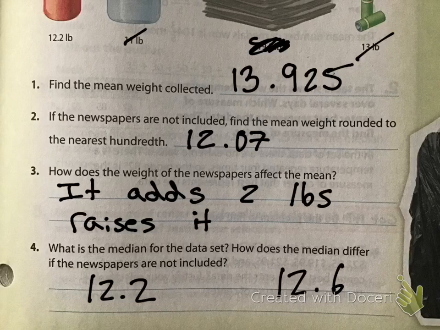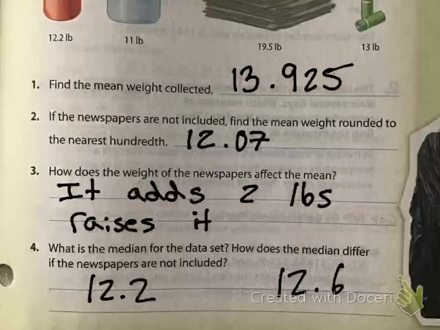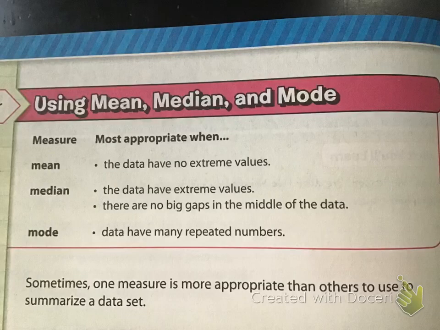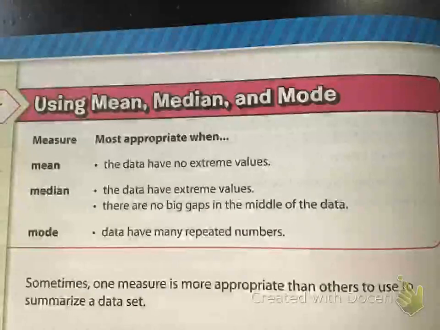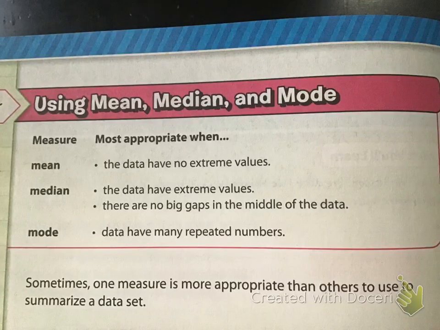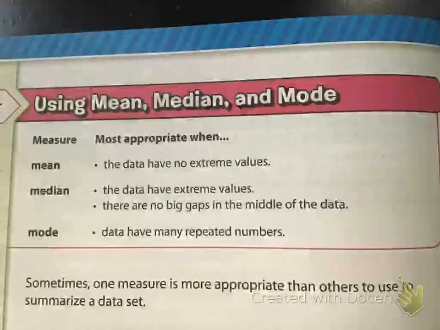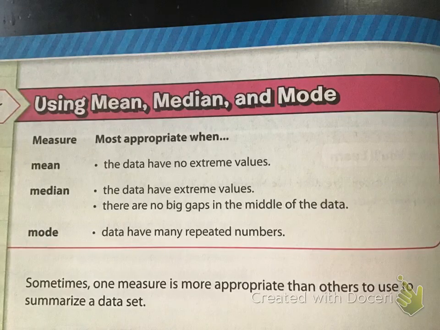If our mean is bigger, that doesn't mean that our median is going to be bigger. If our median is bigger, that doesn't mean our mean is going to be bigger. They all work kind of on their own. That's why we have so many different measures of variation. So, using mean, median, and mode. Mean is most appropriate when the data has no extreme values. Essentially, that means all of the numbers are bundled close together.